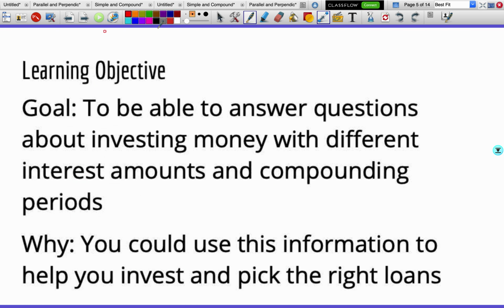All right. So that was just a little bit of review of graphing. But our real goal today is to be able to answer questions about investing money with different interest amounts and compounding periods. While we're doing this, you could use this information to help you invest and pick the right loans.